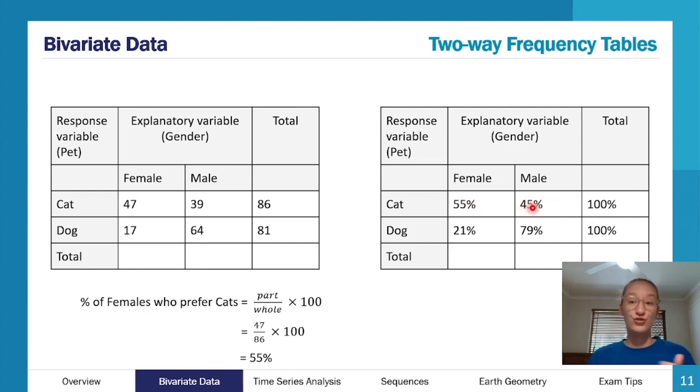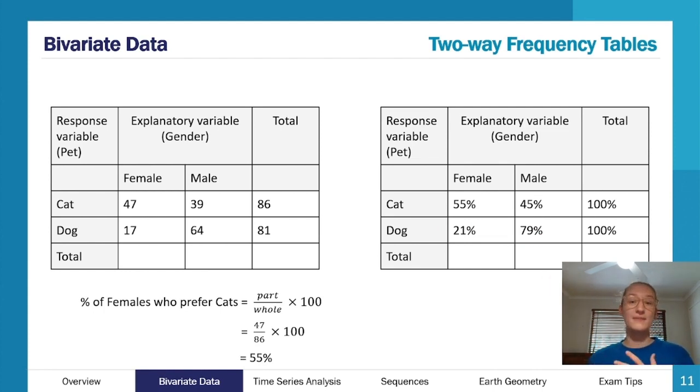So my options are either do this calculation again, so part over whole, 39 over 86 times 100 will give me 45%, or because I know it's going to add up to 100%, sometimes I could just go, well, 100%, take 55%, I know it must be 45% of males that prefer cats. But sometimes with rounding errors, that's not the most reliable way to do it. So I'd still definitely recommend always calculating it from scratch where possible. And then we've done the same for dogs: out of the total number of people that like dogs, what percentage of those people are female and what percentage are male.